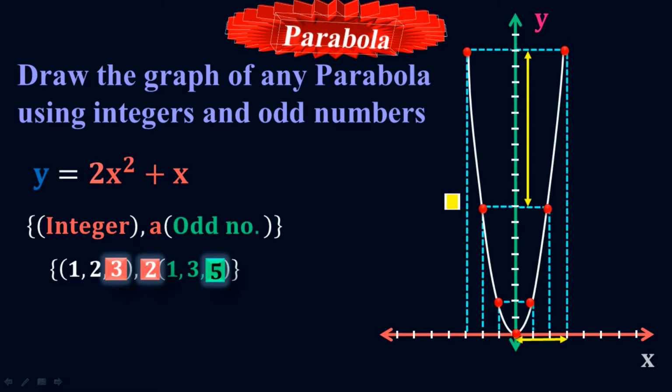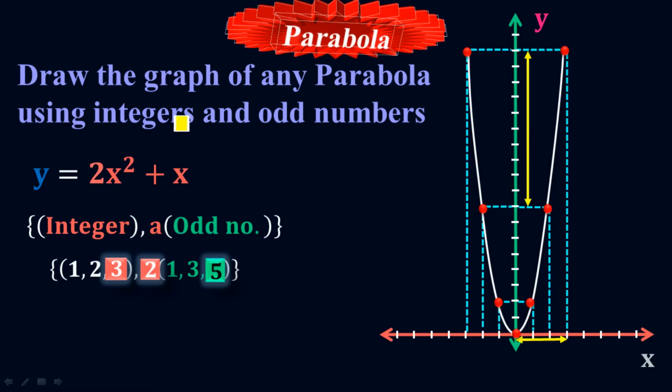Let me tell you again how it happened. I have my function y equals 2x squared plus x. It is a quadratic equation. I want to find its graph, which is a parabola. So the graph of 2x squared plus x is in this shape. Since my a is 2, which is greater than 0, it is an upward parabola.